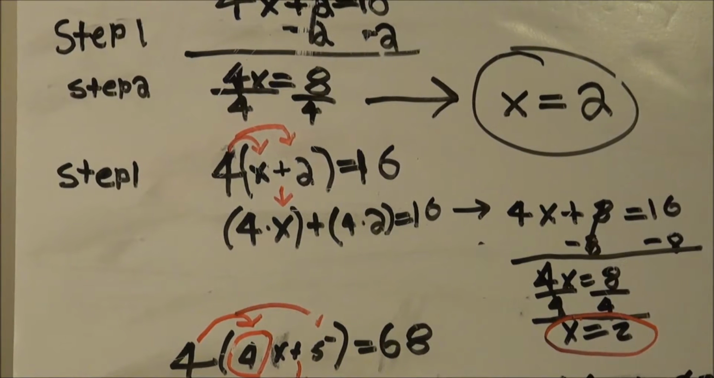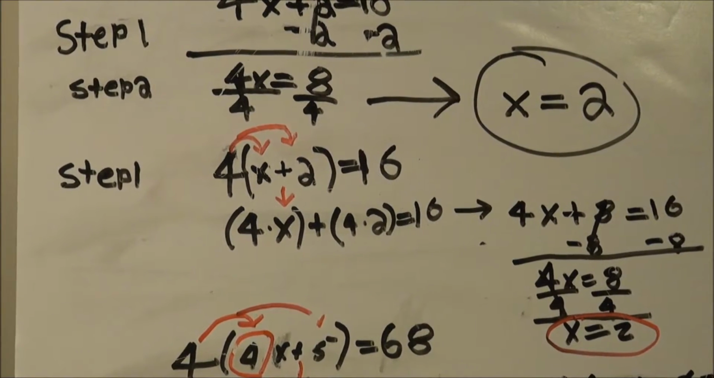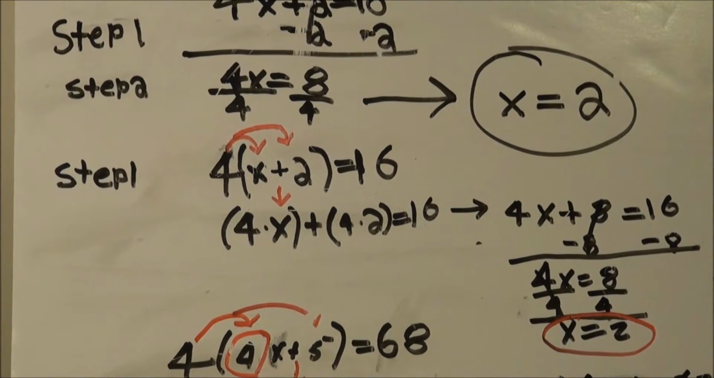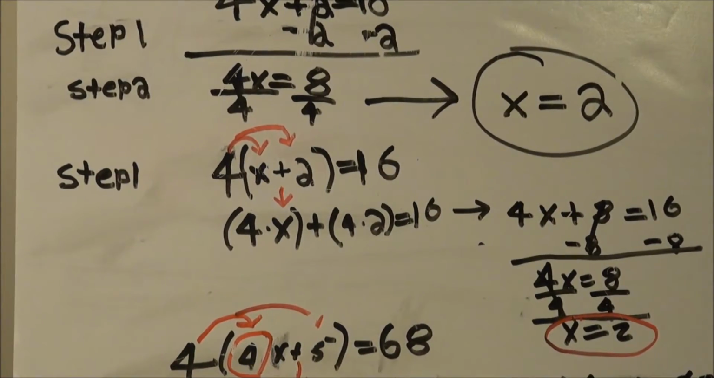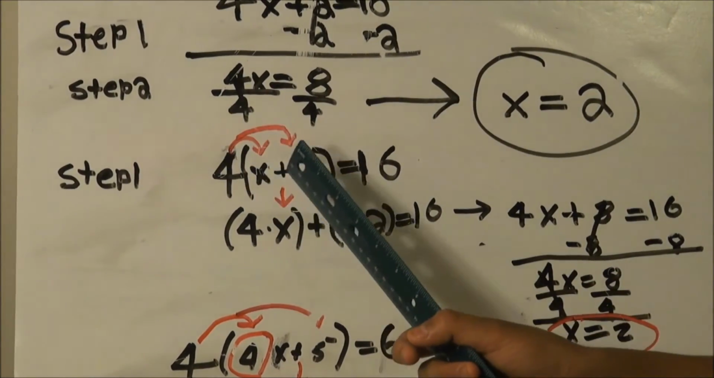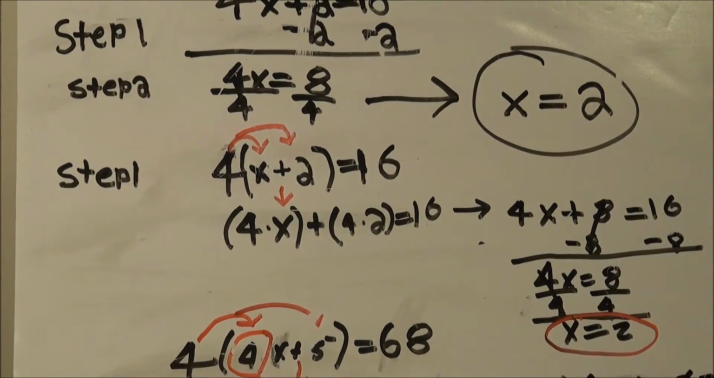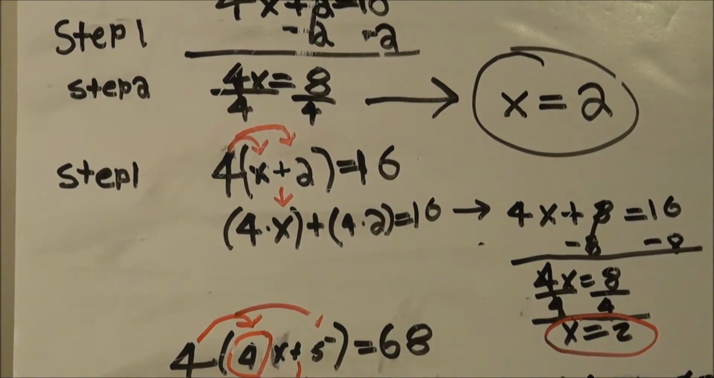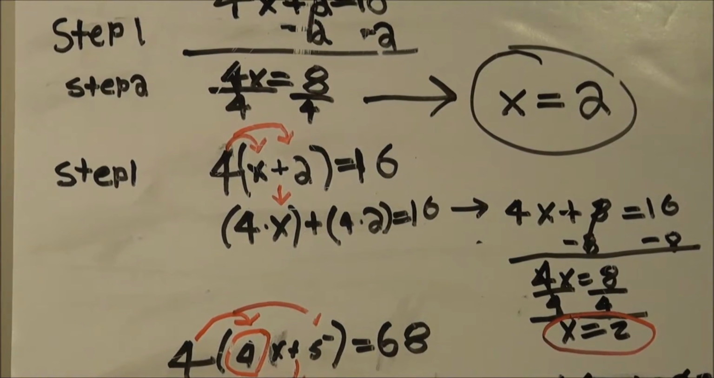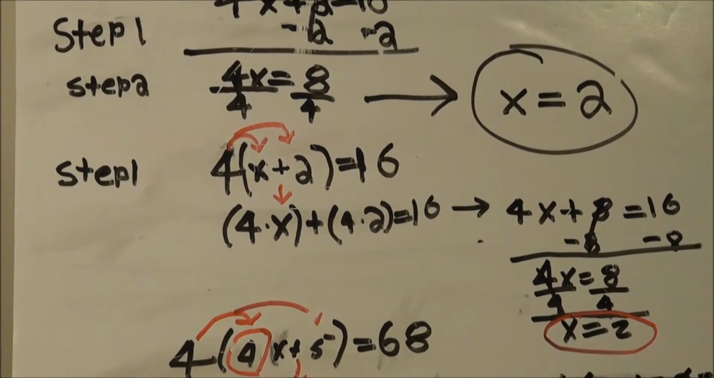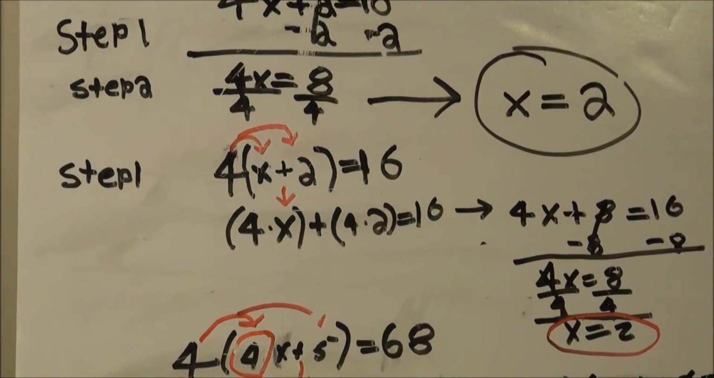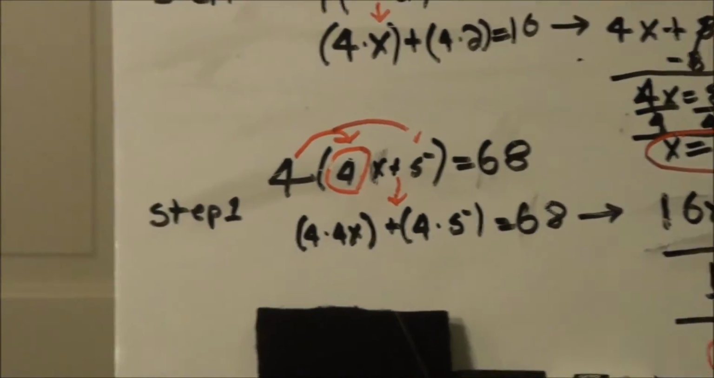Now you need to know how to say it, so the way you're saying it is crucial. You see this number? That's multiplying by the quantity of everything in here, and that equals 16. So we would say 4 times the quantity of x plus 2 equals 16. Easy.